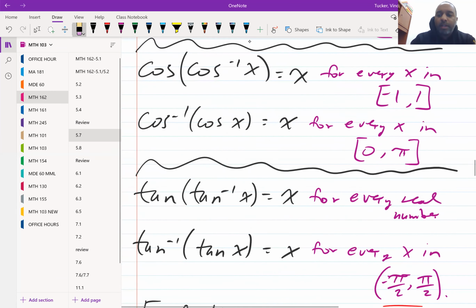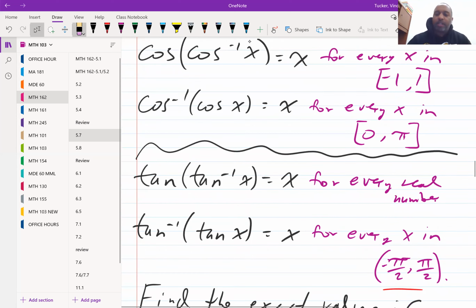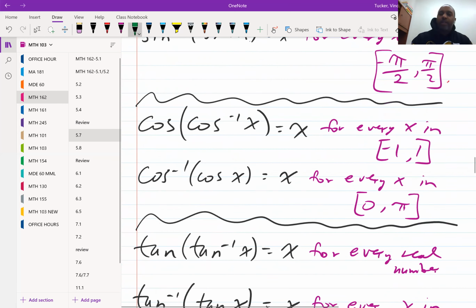All right. And then here's tangent, same type of application. Tan is on the outside, but tan inverse is on the inside. That's for every real number. Tan inverse on the outside and tan is on the inside. Domain is negative pi over 2 to pi over 2. Also notice we have parentheses here, where in the other ones we had brackets.